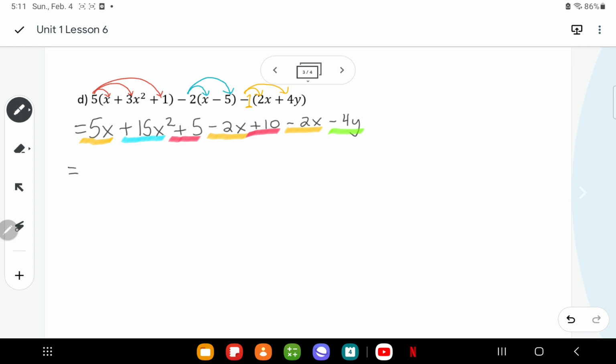We're going to do the yellow ones first. 5x minus 2x minus 2x. So 5 take away 2 more is 1x. You could just write that as an x. You don't need the 1 out front, but it's not wrong to put it there either. The next one, 15x squared. I don't have anything to put together with that. 15x squared. Then I've got these ones in red, a positive 5 plus 10 more. So that's 15. And then the last one is in green at the end, minus 4y. And that's the end of that one.